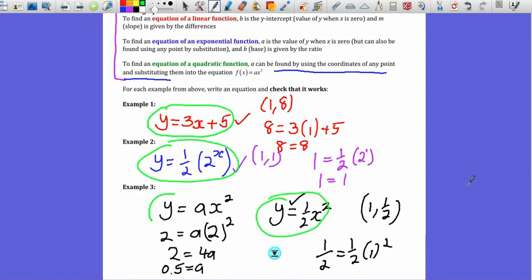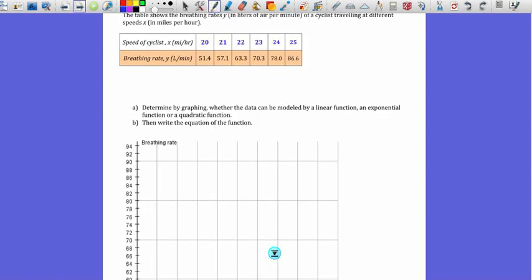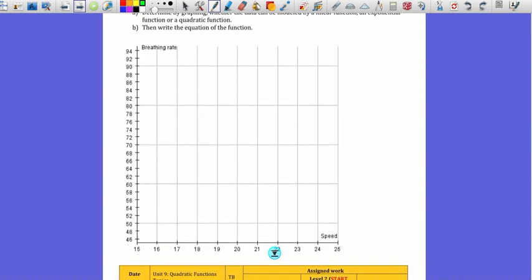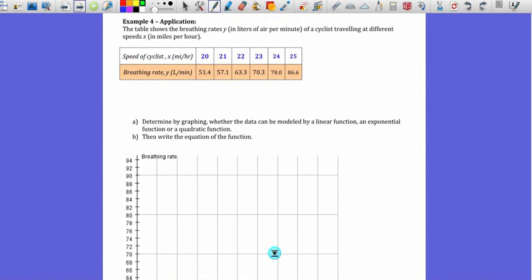Okay, so at this point what I'd like you to do is copy all of these examples down, make sure you've got the correct notes, and then turn over. There is a word problem, an application problem, in which you have to plot the points and then make a decision about what kind of graph, and then figure out the equation. And so you should go ahead and do that now, and then once you've completed your own attempt, watch the second part of the video and you can check your answer to that.